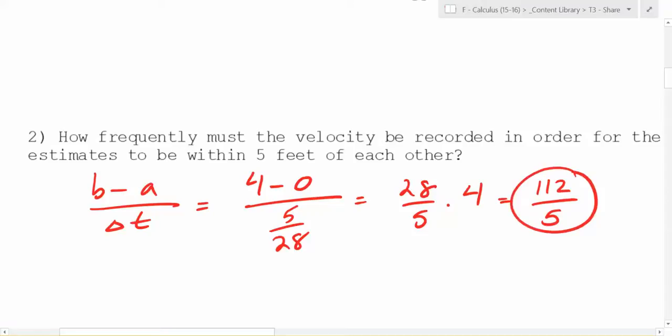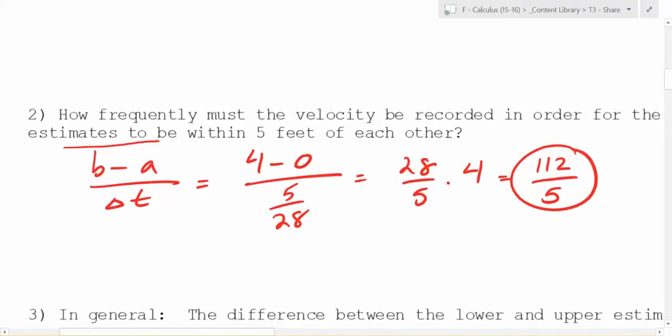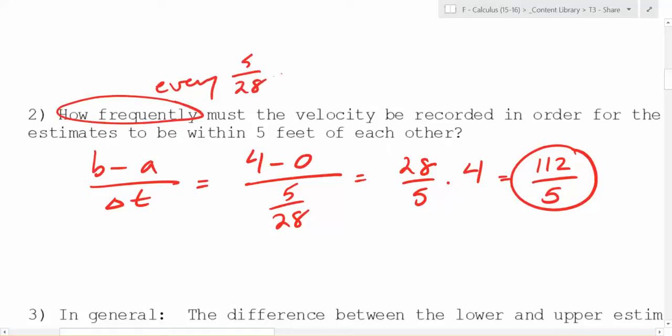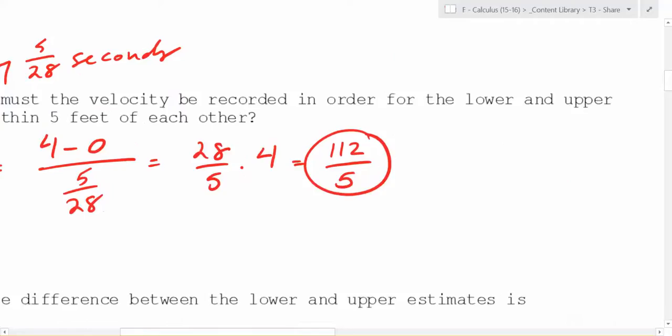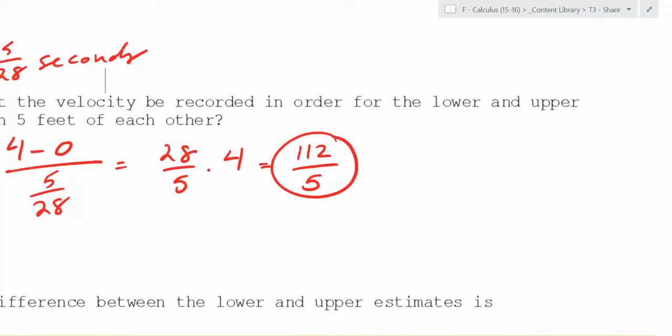That might seem like an annoying number to get because it says how frequently must the velocity be recorded. Well, we could say it needs to be recorded every 5 over 28 seconds, right? But I made it a little bit deeper. I said, how many divisions would you need? And what's interesting is that 112 over 5 is not a whole number. What does that come out to be? 22.4.